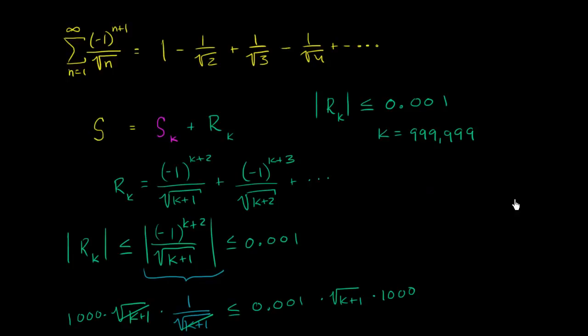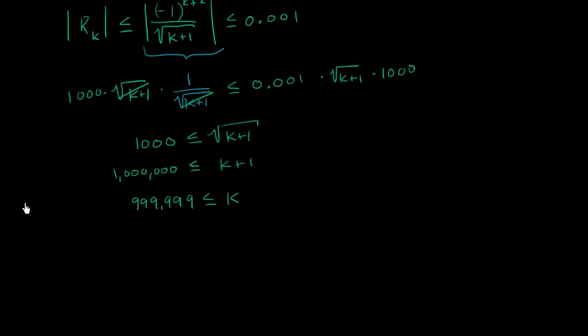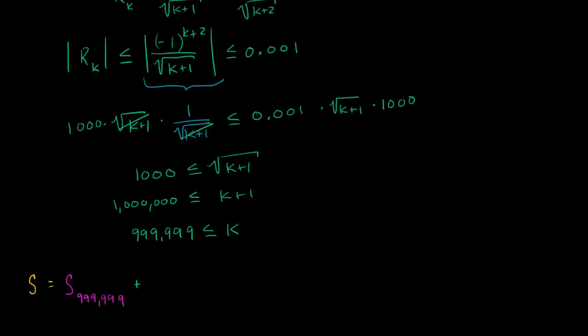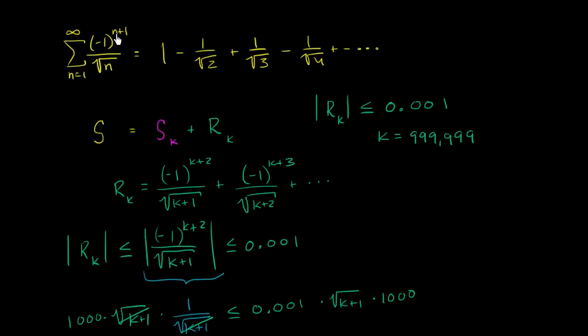So let's rewrite this again, but I'm going to expand out r sub k. We're saying it's all going to converge to s, and we're going to take the partial sum of the first 999,999 terms, and we're claiming that this is going to be within 1,000th of this right over here. So this is going to be plus the remainder, and the first term of r sub k is going to be our millionth term. The millionth term is going to be -1 to the 1,000,001 power, which is -1 because that's an odd number. So it's going to be -1 over the square root of 1,000,000.